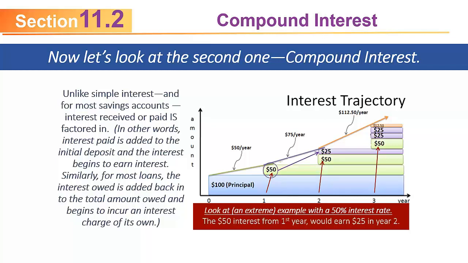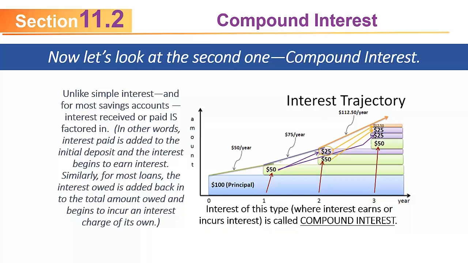The interest that you earned in the first year, in this case $50, in the second year earns its own 50% interest, which means it earns $25. And then in the third year, it earns another $25. And then if you move to the second year, that $25 that you earned in interest also earns interest for the third year, and 50% of 25 is $12.50, so that $25 would earn $12.50 interest. So you can see every amount of interest starts earning its own interest, and that's what compound interest is. And that graph gives you what's called the interest trajectory.